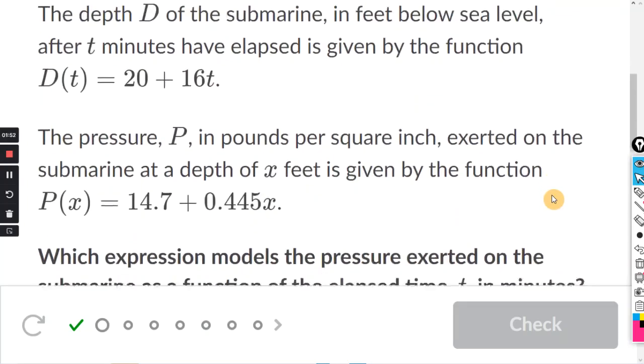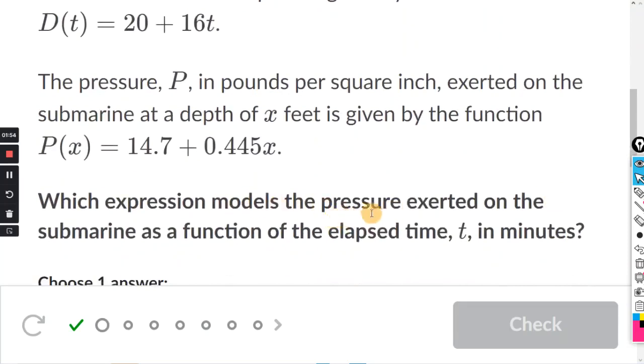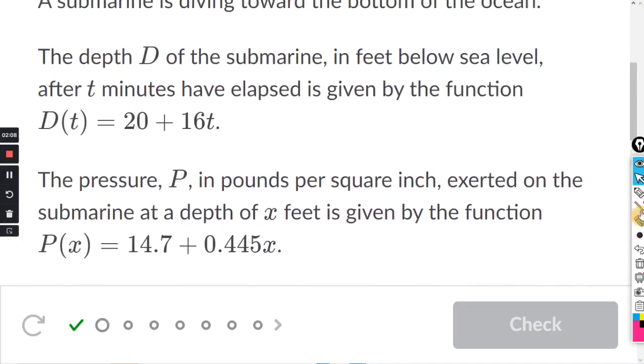Okay, let's see. So we're looking to find the pressure on the sub as a function of t. So in other words, it's going to be P of t, because we have the pressure right here, but we want it in terms of t in minutes. All right, so we are looking to find P of t, the pressure in terms of the time. The pressure as a function of the time. We have the pressure here, but this is in terms of x. That's depth of x feet.